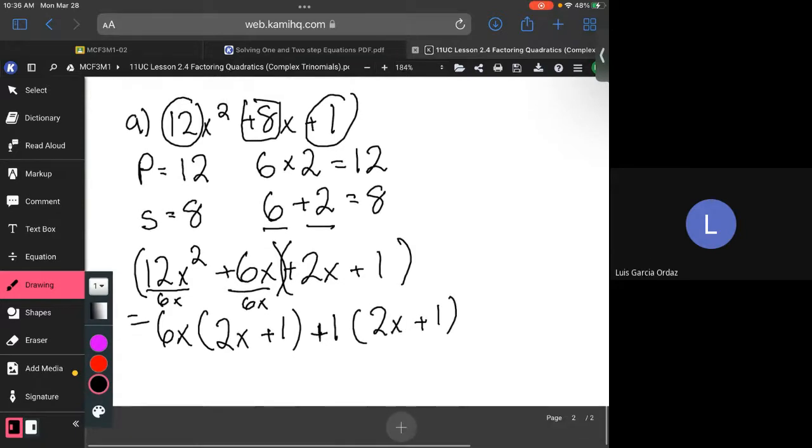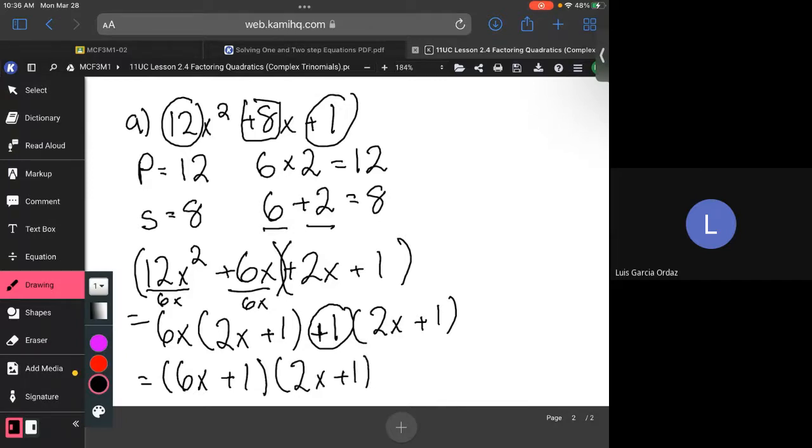So what's my final factored form going to be? Anyone? Sarah. Did you do 6x and then bracket 2x plus 1 squared? Nope. It's going to be 6x plus 1, because remember, my common factor for 2x plus 1 is just 1. And then it's going to be 2x plus 1.